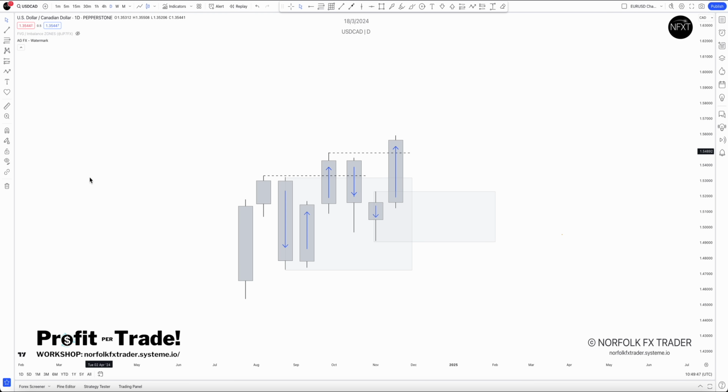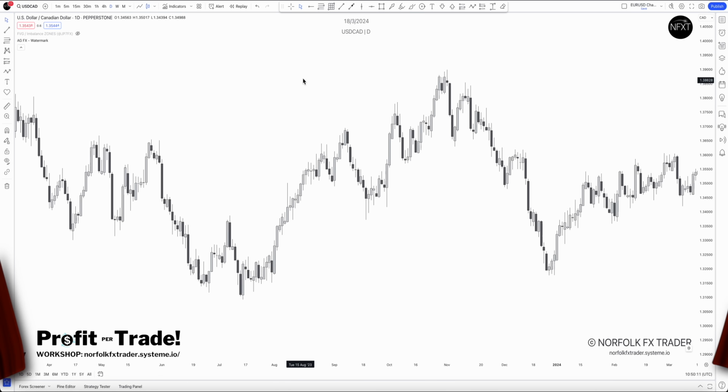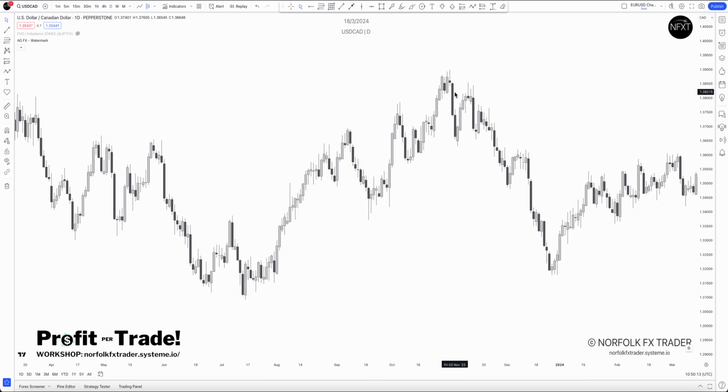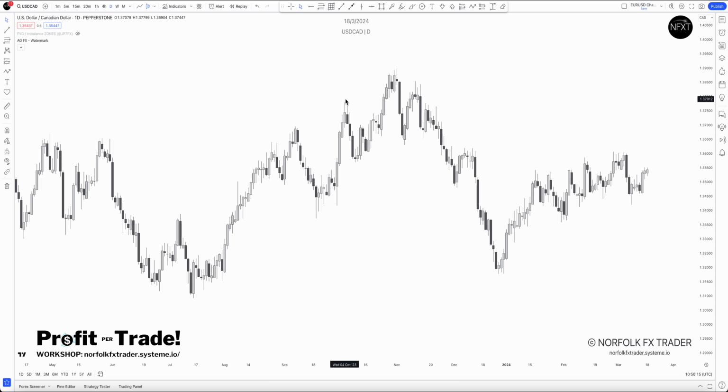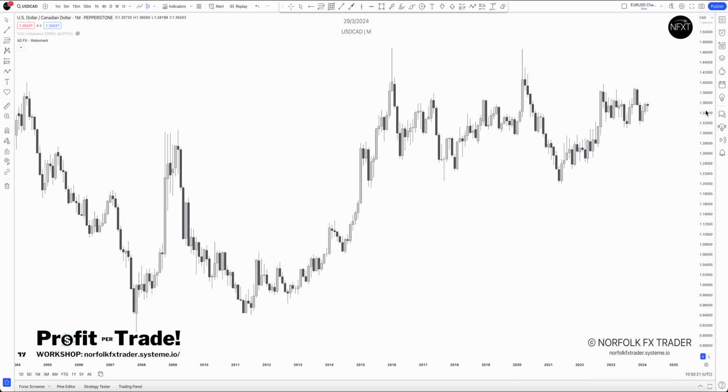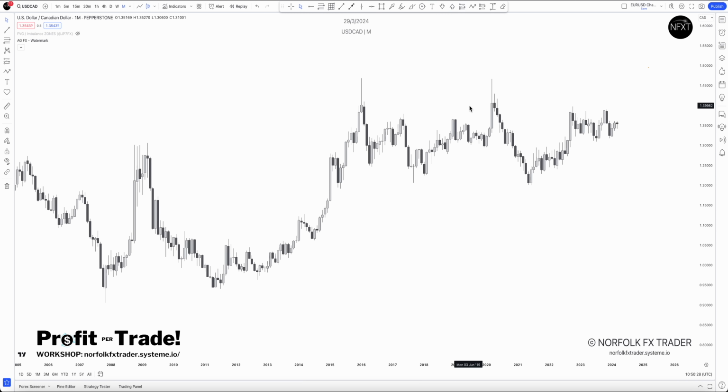So what we're going to do now is go away from this and go to an actual price chart, and I'll show you how we do this on a price chart. So now we're on the actual price chart of the US dollar CAD. It is not one of the best pairs to do this on because it's a very ranging pair. If I went to the monthly time frame, you see how bad this is. You can see that current price has been in a big sideways range for some time.